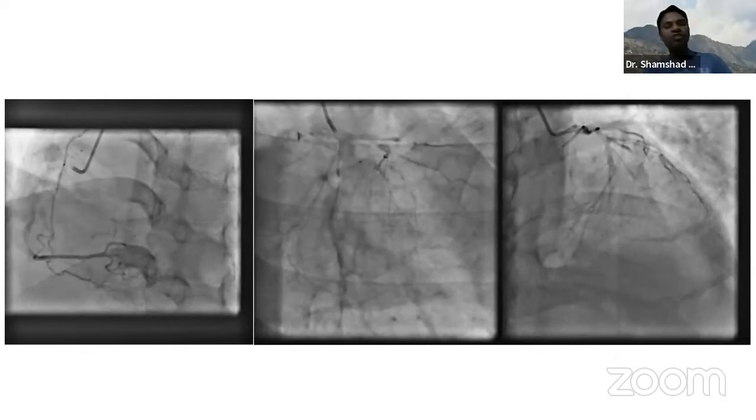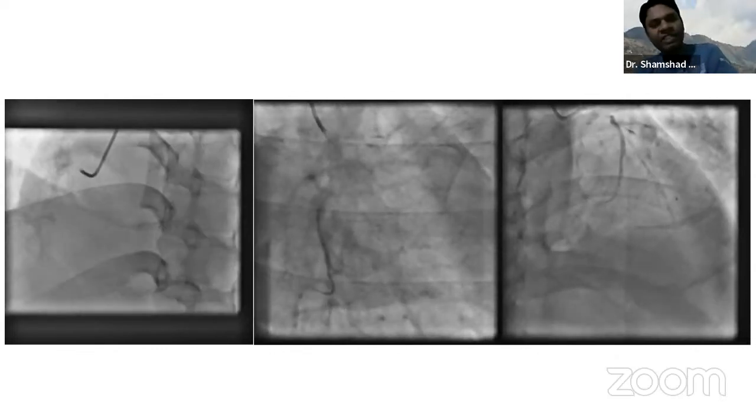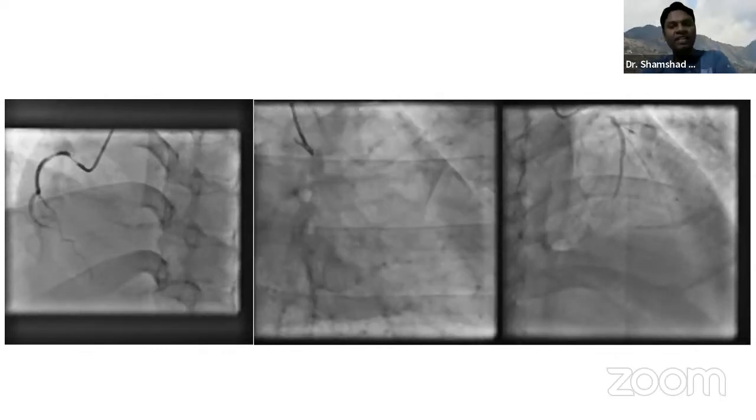So we did a quick angiogram. The angiogram revealed triple vessel disease. Ostial RCA was significantly involved. And there was near total occlusion of the left anterior descending artery in the proximal part. There was a critical 99% stenosis in the proximal part of a large circumflex.